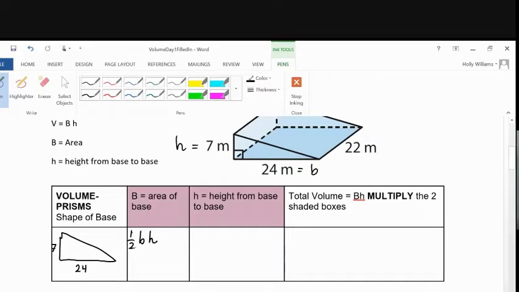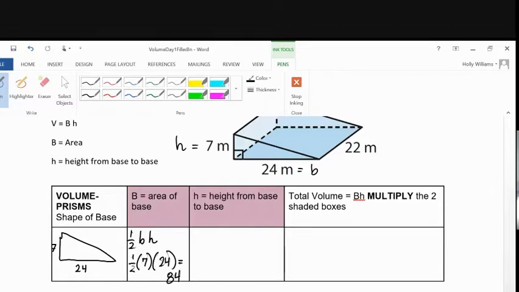So what would you have? Plug them in there. Half of 7 times 24... 84. Okay, so you get 84 there. Cool, that's the area of the base, and then you just need to find the height. So what's the height from base to base? And I think you actually already told me.